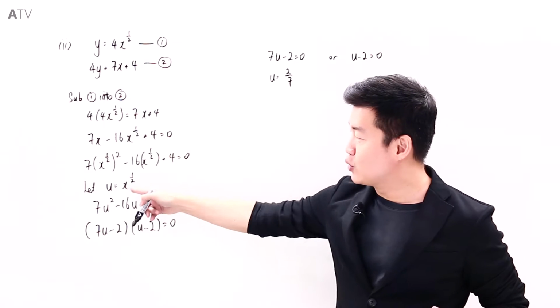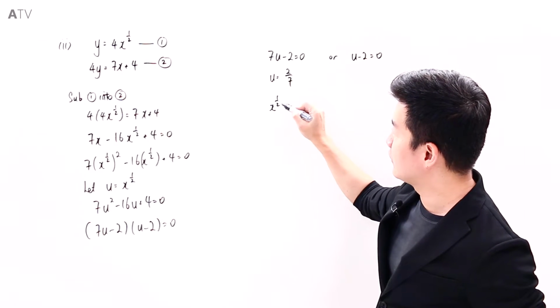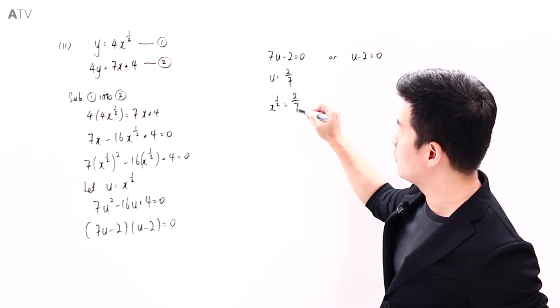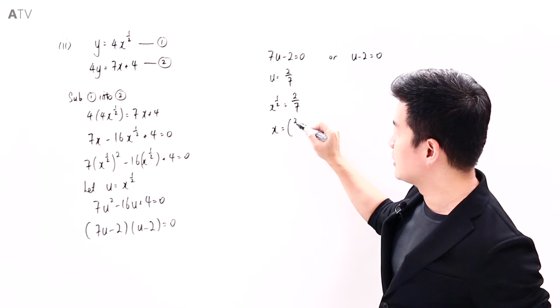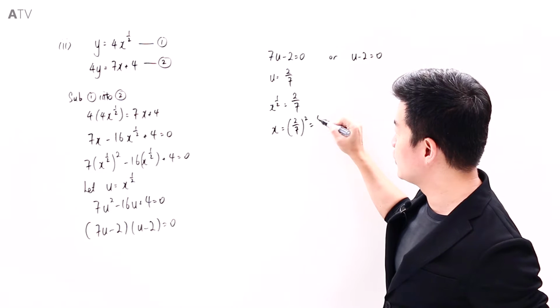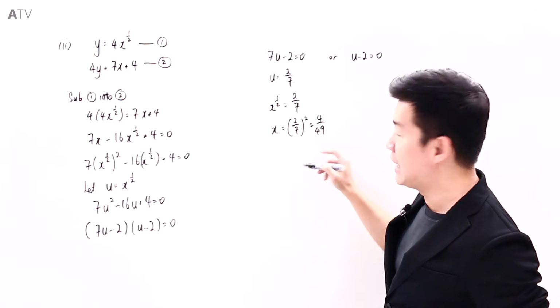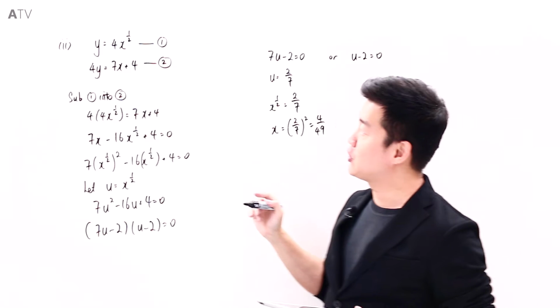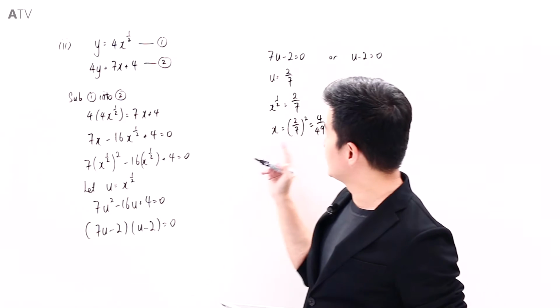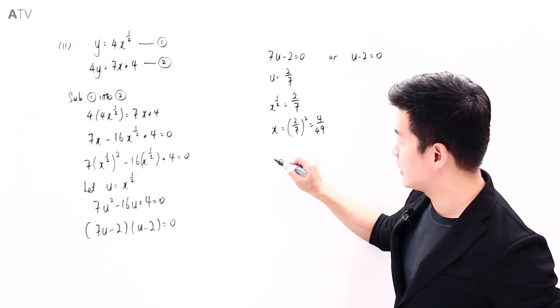And what is u? u is x to the power of half, which means that x to the power of half is 2 over 7. So x is going to be 2 over 7 to the power of 2, which is 4 over 49. And this will definitely help me to solve for y. Let's try to sub this into equation number 1 to get y.